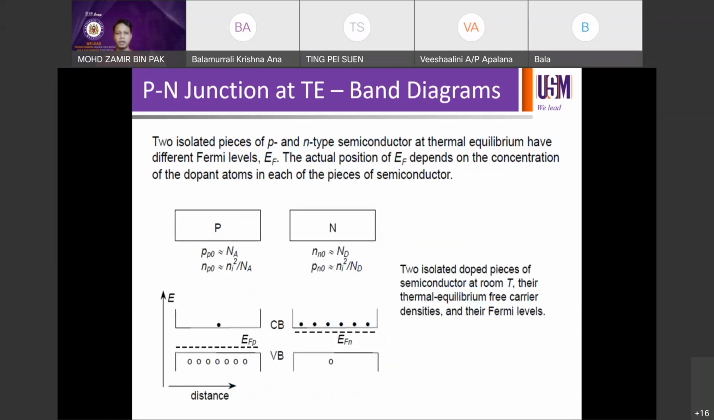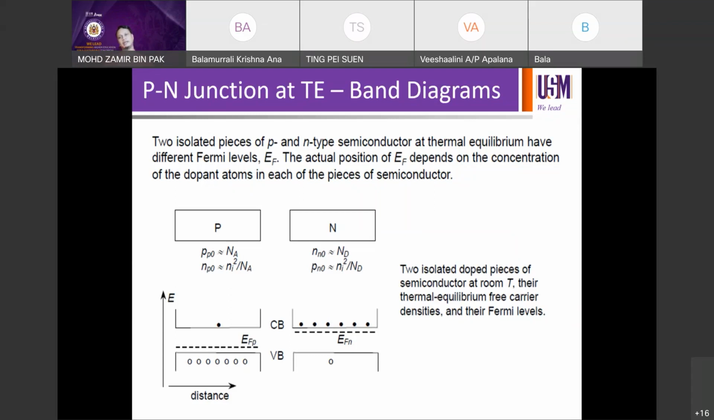So let's recall. You have a P-type semiconductor, an N-type semiconductor, P-type silicon, N-type silicon. Where's the Fermi level in this P-type? Anyone? Let's recall our previous topic. Where's the position of EF in this P-type material? Can we give a reference point, perhaps? Near the VB, right?